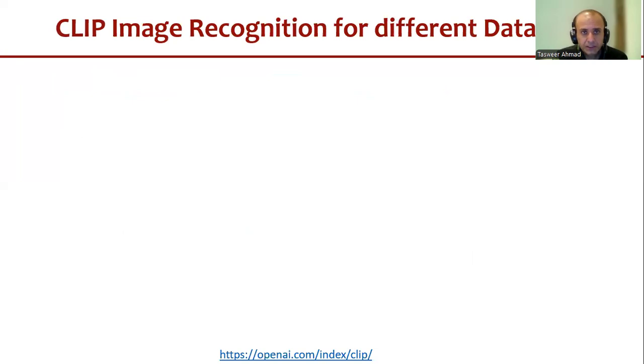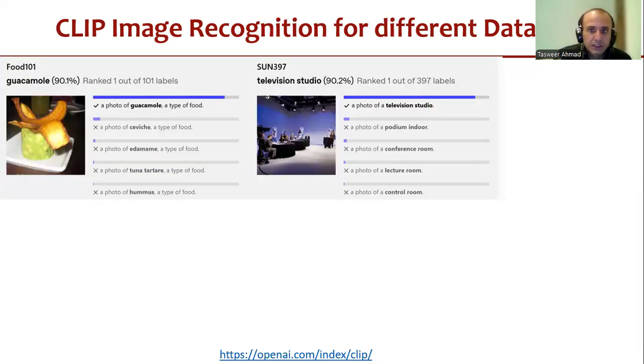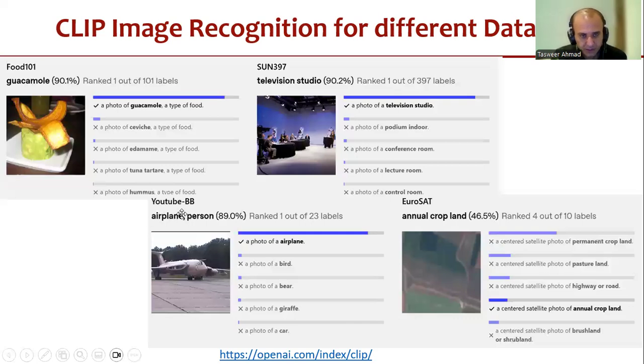Here I briefly describe some of the datasets and tasks that have been addressed using the CLIP model. For example, this is the Food101 dataset, which is food classification using CLIP modeling. SUN is a scene understanding dataset where the CLIP model is used for the recognition of a television studio. This one is the YouTube Bounding Boxes dataset, for object detection and tracking. It also works fairly well for the detection of an airplane in this image.